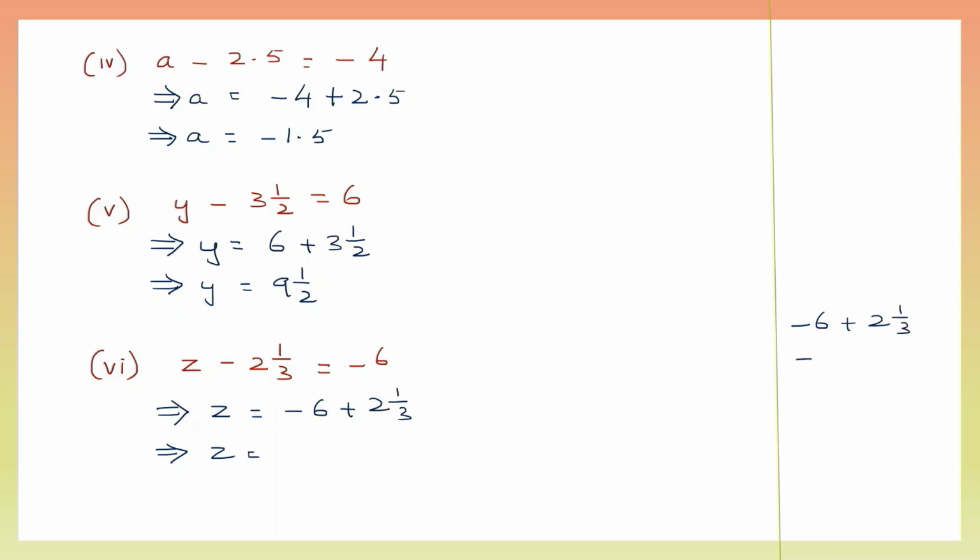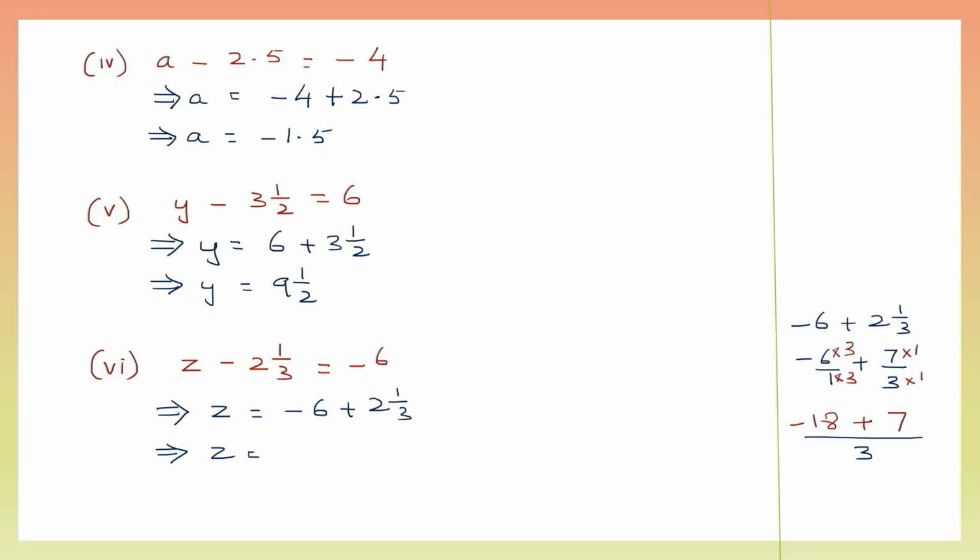We'll make it minus 6 by 1. Let's convert this. 3 2s are 6 plus 1, 7 by 3. Now the LCM of 1 and 3 will be 3. So now 1 3s are 3. So 6 3s are 18. So that's minus 18 plus 3 1s are 3. So 7 1s are 7.